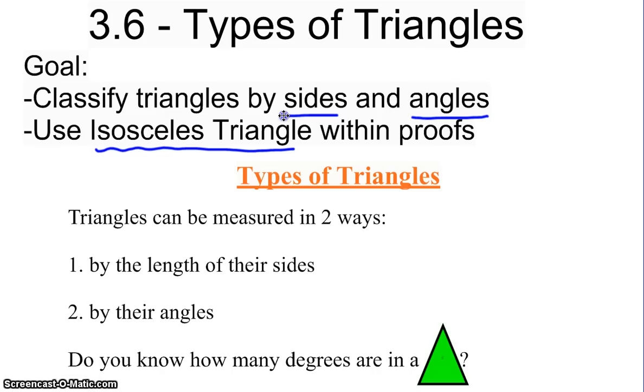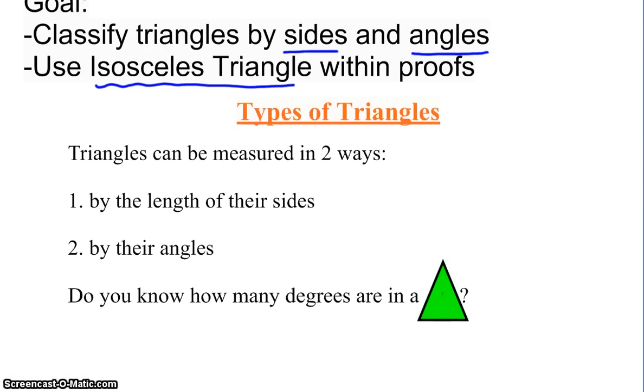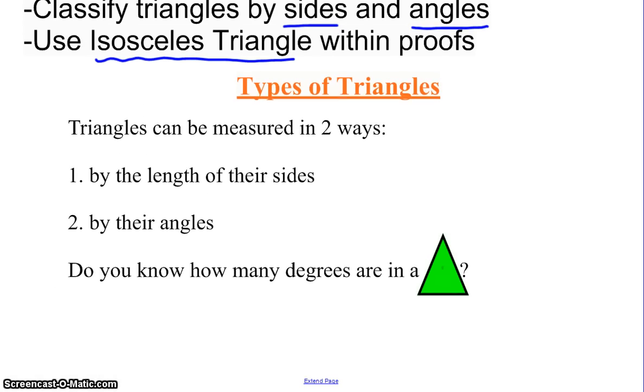There are two different ways to name triangles. We'll go over the side names based off of their lengths of sides, and then based off of their angles. And something that we've already talked about, that we need to know, is that all the angles in a triangle add up to 180 degrees.